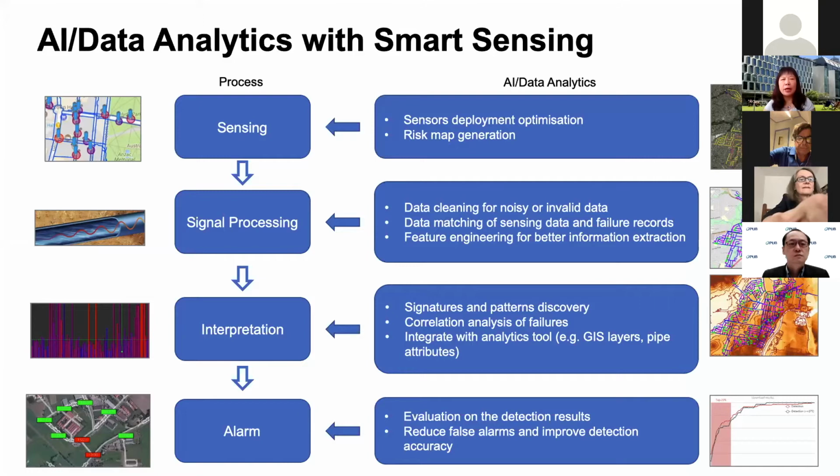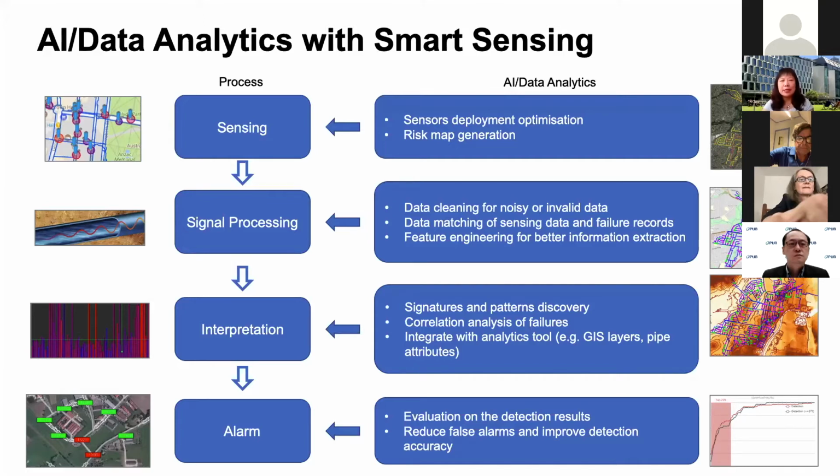buried along the pipes, we can get a lot of the signals around, and we can do, you know, first thing, the AI data science or data analytics will help to decide where to deploy those sensors, and also we can generate some desktop-based risk map to guide those sensor deployment.